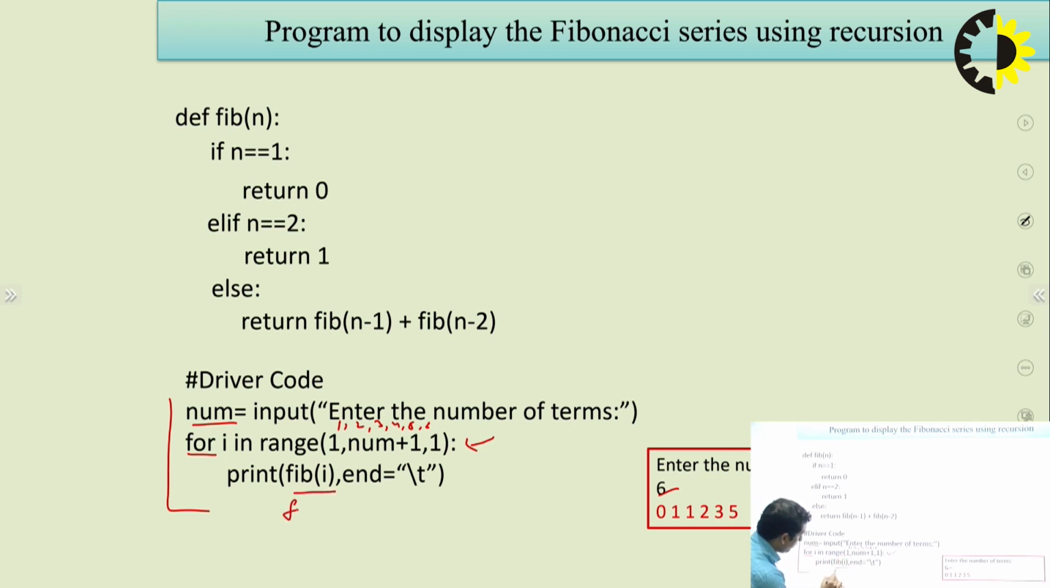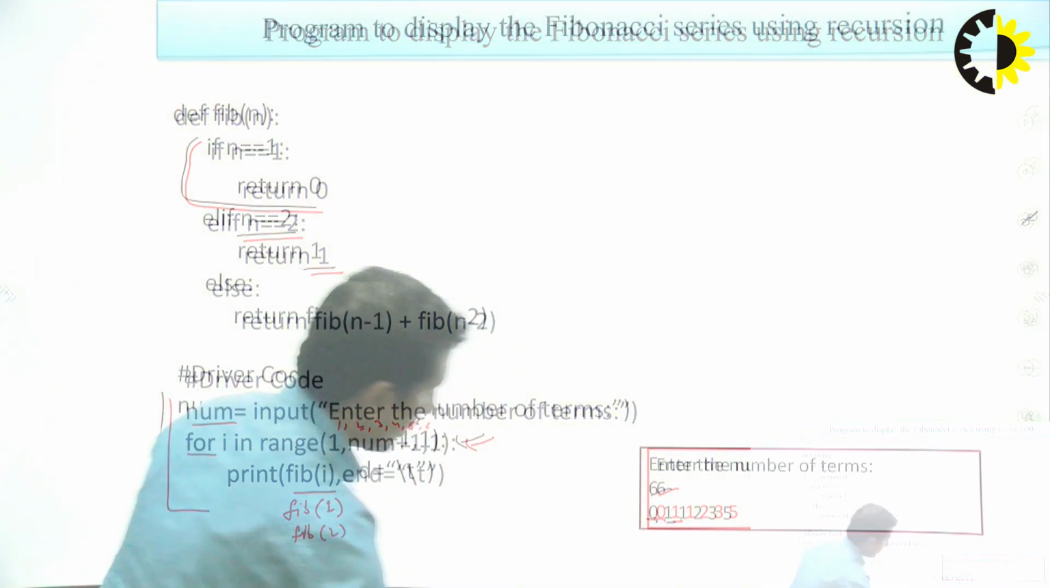We have generated first fib 1. In the case of fib 1, the function is called, the base case is met, and fib 1 returns 0. We get the 0. Come back to the calling function again for i equal 2. Now fib 2 is called. For fib 2, the function is called. Here we made the base condition n equal 2. Then return what? Return 1. We get 1 here.